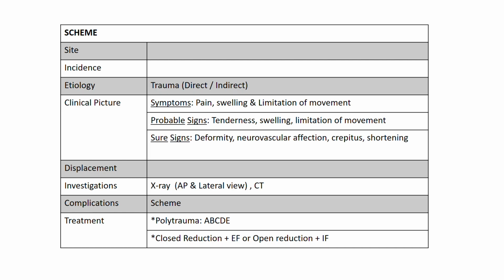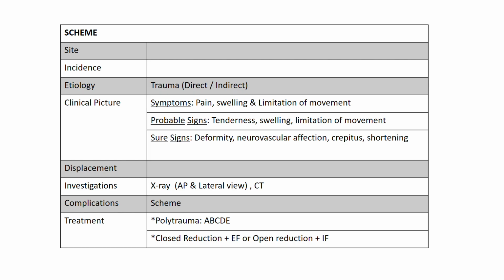For the complications, we will talk about scheme, but before going on to the complications scheme, we will start with the treatment. For sure, if the patient is a polytrauma patient, we will start with A, B, C, D, E, and then we have either to do close reduction with external fixation or open reduction with internal fixation.